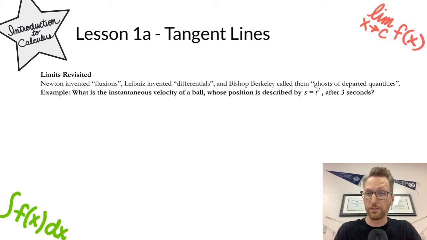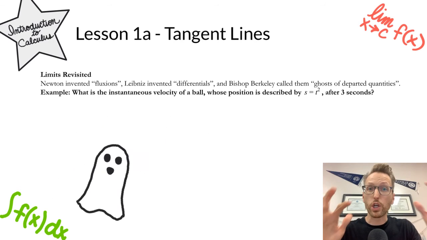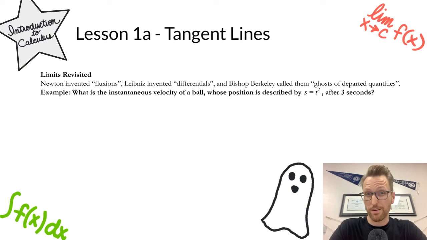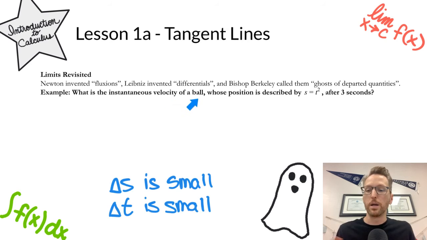Fluxions, differentials, ghosts of departed quantities. Whatever you want to call them, we're working with them here. We're assuming that the values of s and t are changing ever so slightly. So let's set up this problem, which is finding the instantaneous velocity of a ball, but using the actual equation s equals t squared. So the setup is the limit as t approaches 3.